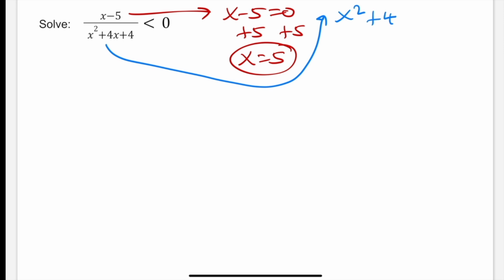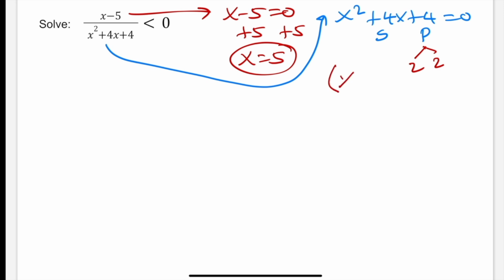X squared plus 4x plus 4 equal to 0. And this will be the vertical asymptotes. I have to factor this using product and sum. My numbers are 2 times 2, right? 2 times 2 is 4, and 2 plus 2 is 4.